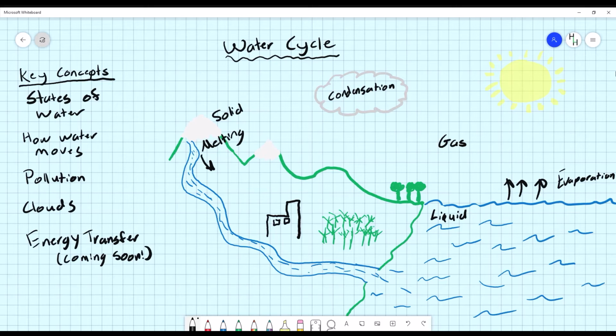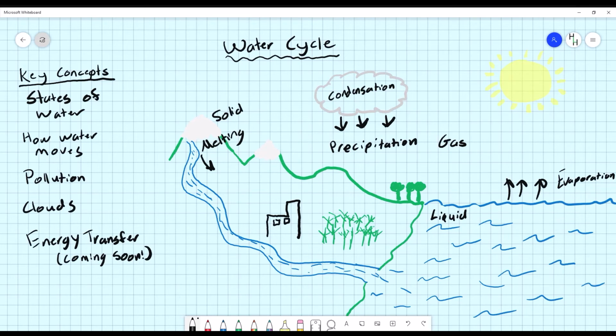Now, we're going to talk about clouds in a second, but we're not going to go too in depth talking about all the different types. What we need to know here is that from the clouds, we have our next step in the process, which is precipitation, that water coming back down to the earth in various forms.